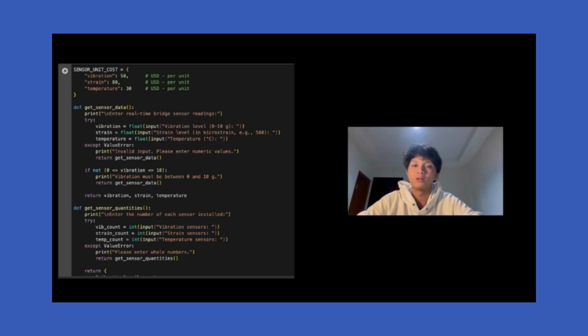Then we have the get sensor quantities function, which asks the user how many sensors are installed for each type. This is important because it makes the system flexible. We're not hard coding the setup, we're letting the user specify how the system is deployed.